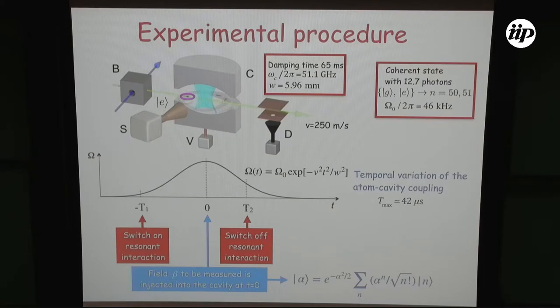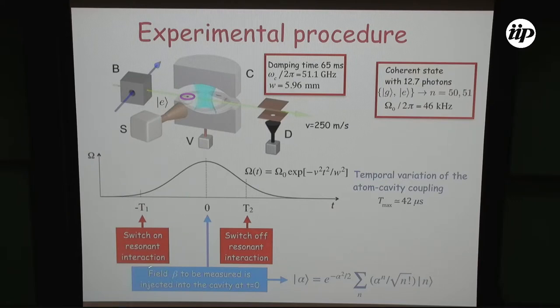You switch the atom into a resonant interaction at some time t1, and then you switch it off at time t2. So you can actually control the time of interaction between the atom and the field by switching the atom on and off resonance. Also, the field to be measured is injected by means of this microwave generator here. It injects some field that can be described by a coherent state in the cavity. And this field is injected at time t equal to 0, when the atom is already inside the cavity. So that's the idea.